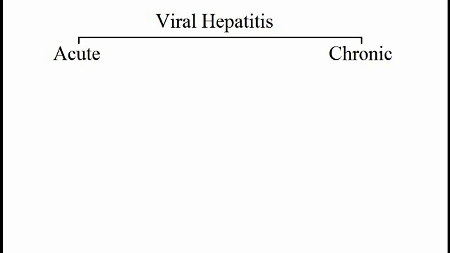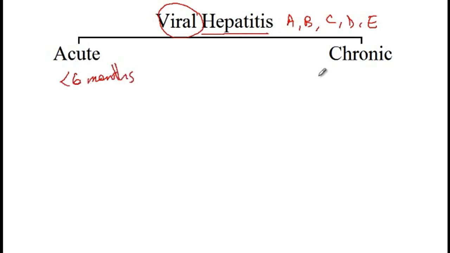Viral hepatitis is the inflammation of the liver that is caused by viral infections, and common viruses include hepatitis A, B, C, D, and E viruses. If the inflammation lasts less than 6 months, then that would be considered an acute hepatitis, while if it lasts more than 6 months, then that would be a chronic hepatitis.